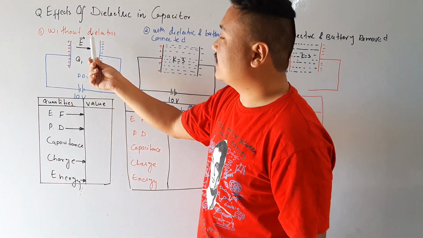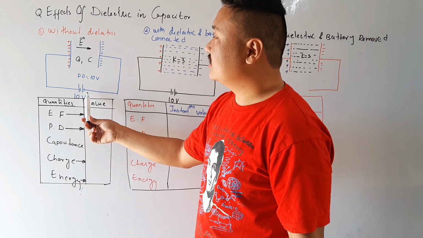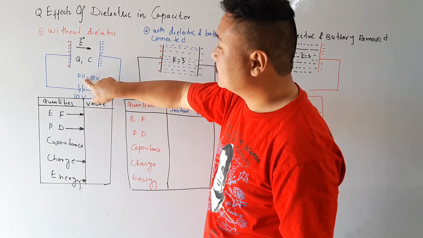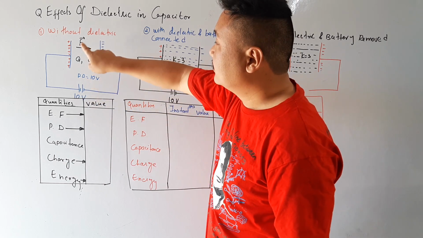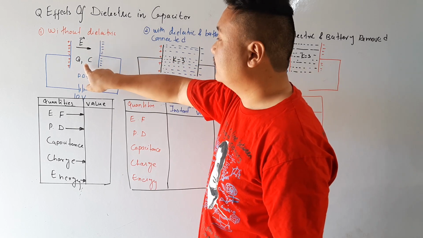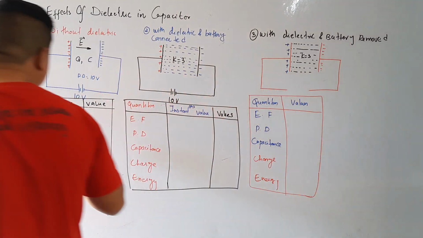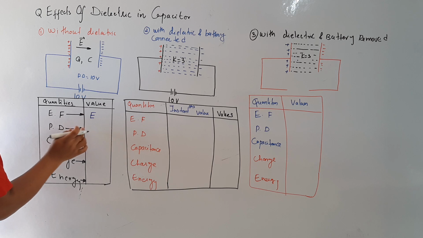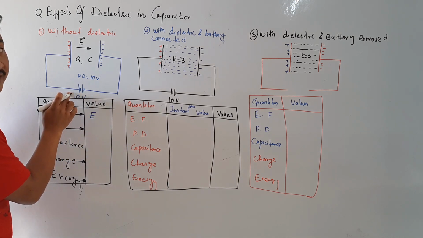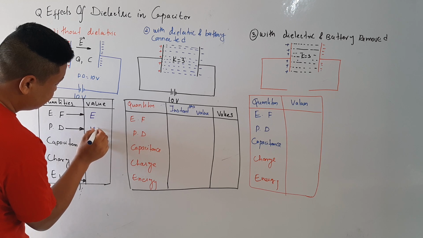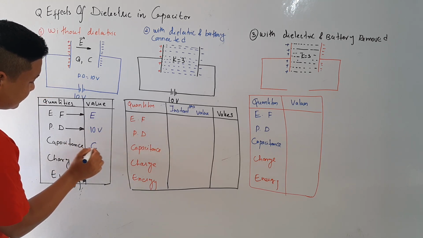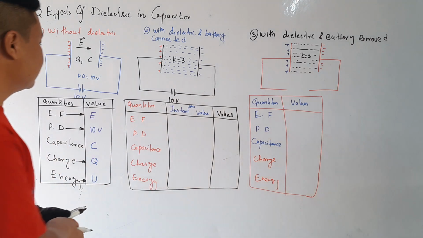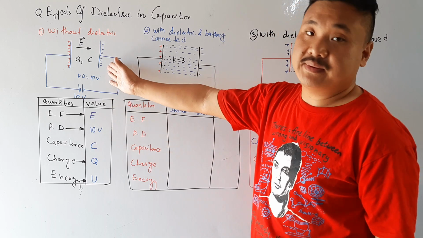Here I don't have a dielectric, and the capacitor is connected to a 10 volt battery, so there is a potential difference PD equal to 10 volt. There is an electric field, charge and capacitance. In this condition, the electric field is E, the potential difference is V, which I will write as 10 volt, the capacitance is C, the charge stored is Q and the energy is U. Let these be the parameters of this capacitor.